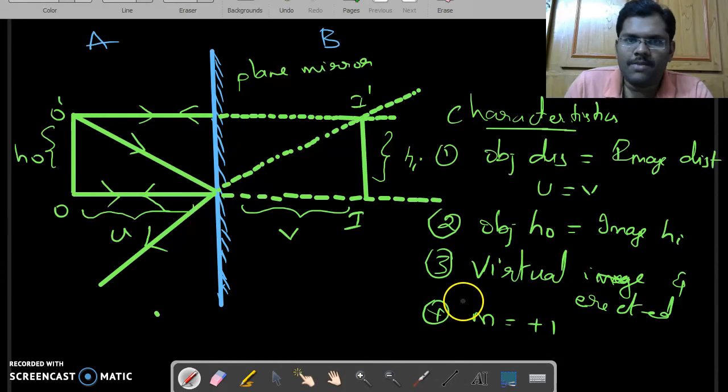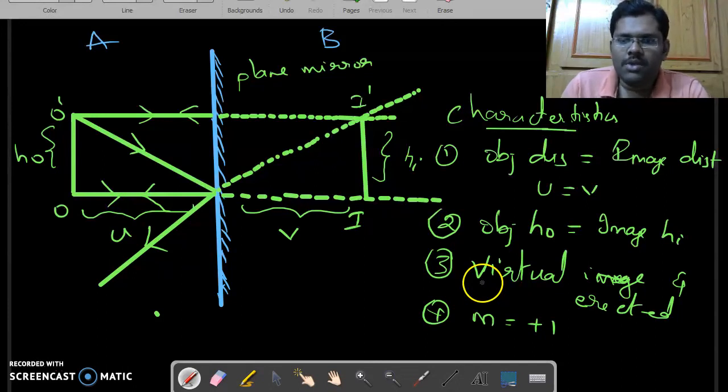So what is the magnification? This magnification will come in our next part. So these are the characteristics of the plane mirror. The object distance is equal to the image distance and the object height is equal to the image height. The image is always virtual and erect and the magnification will be +1. So thank you. Let us go on to the next.